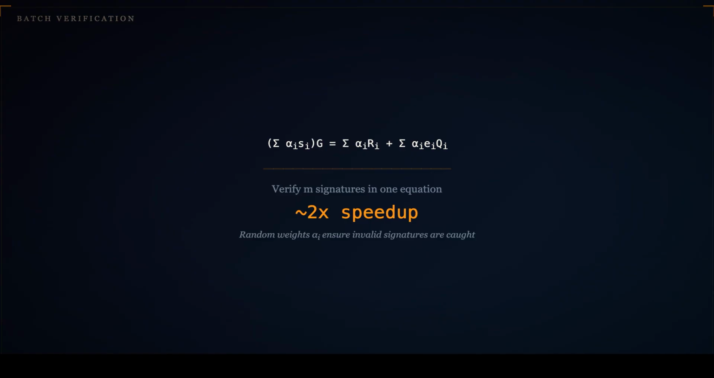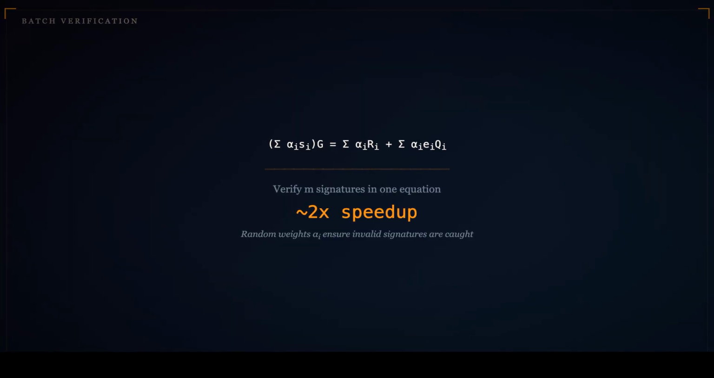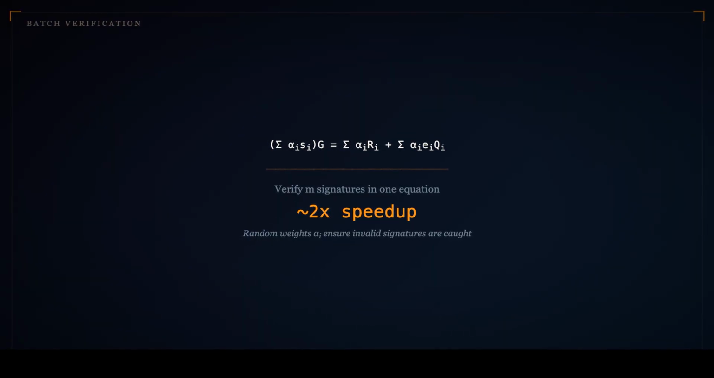Schnorr also enables batch verification. When a Bitcoin node receives a block with hundreds of signatures, instead of verifying each one individually, it can combine them into a single equation using random weights. The result? Verifying M signatures takes roughly the time of M over 2 plus 1 individual verifications, approximately a 2 times speedup for large batches.